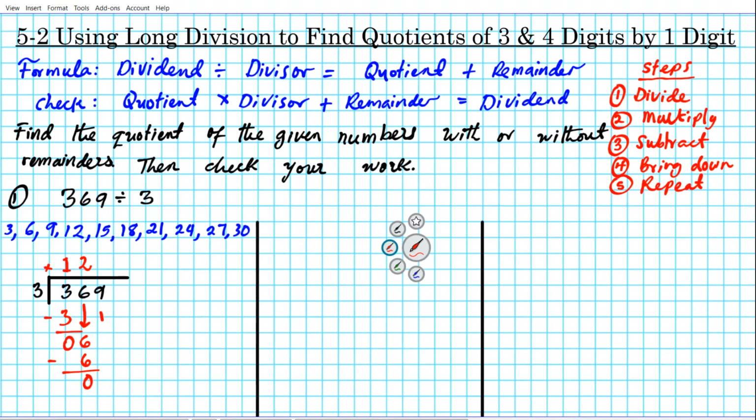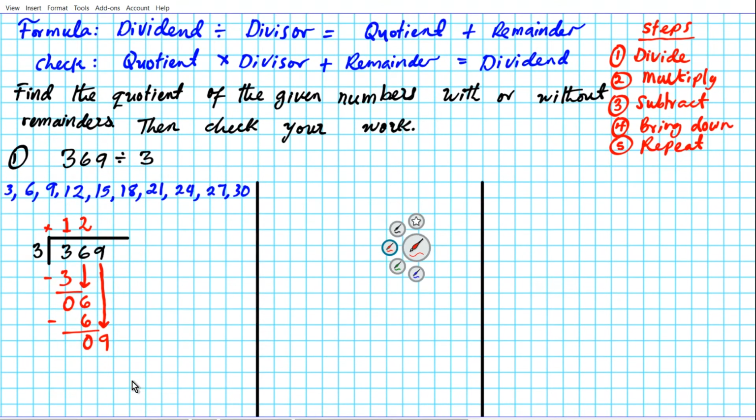And then what's next? You bring down. Divide, multiply, subtract, bring down. And then we're going to repeat the same process again. We're going to keep doing this until we're done. You're done when you have a number that's the last digit and it's smaller than your divisor, if there is a remainder. Okay, so does 3 go into 9? What is 9 divided by 3? 9 divided by 3 is 3, or 3 goes into 9 3 times. So there's 3. 3 times 3, multiply, is 9. Subtract: 0. Notice this is the last digit in the ones place, and it is smaller than 3. 3 cannot go into 0, so we are done.